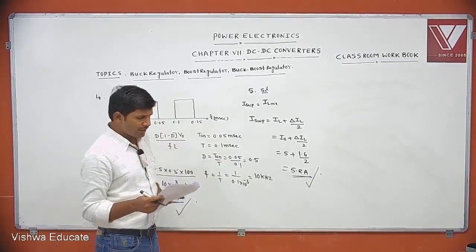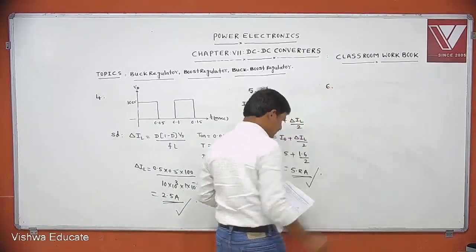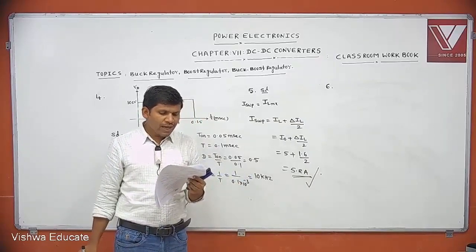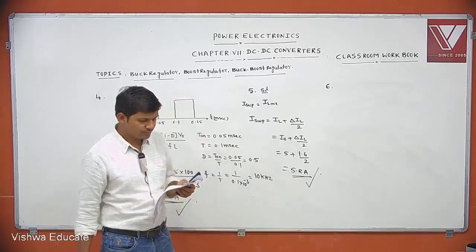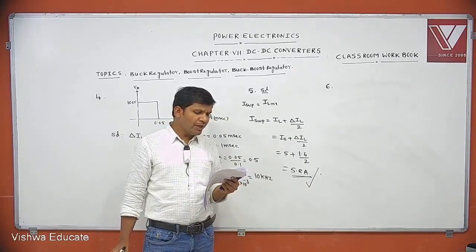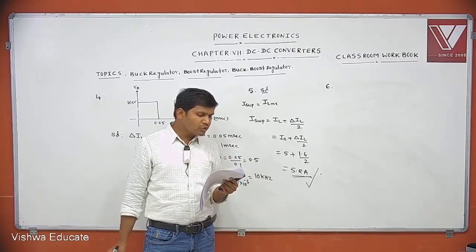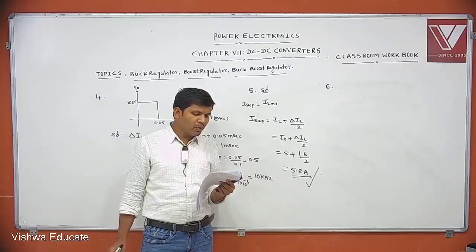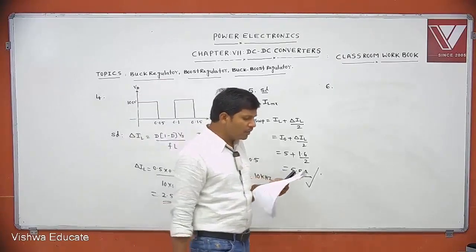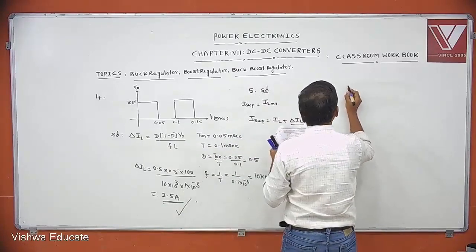See question number 6. A chopper is employed to charge a battery as shown in the figure. The charging current is 5 amperes. The duty ratio is 0.2. The chopper output voltage is also shown in the figure. The peak to peak ripple current in the charging current is dash. You want to find the peak to peak ripple current in the charging. What circuit is given? You tell me.